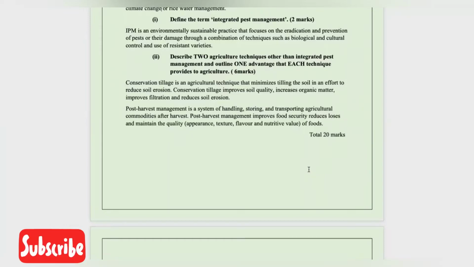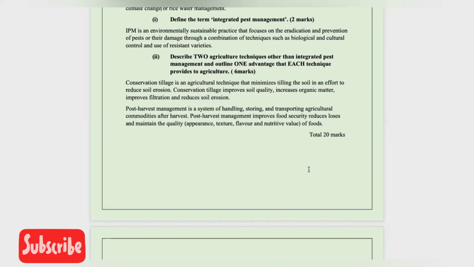Next question, define the term integrated pest management. So integrated pest management is an environmentally sustainable agricultural practice that focuses on the eradication and prevention of pests or their damage through a combination of techniques such as biological and cultural control and the use of resistant varieties. And the corresponding question here says, describe 2 agricultural techniques other than integrated pest management and outline 1 advantage that each technique provides to agriculture.